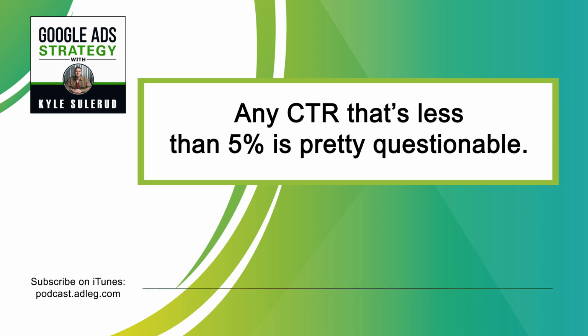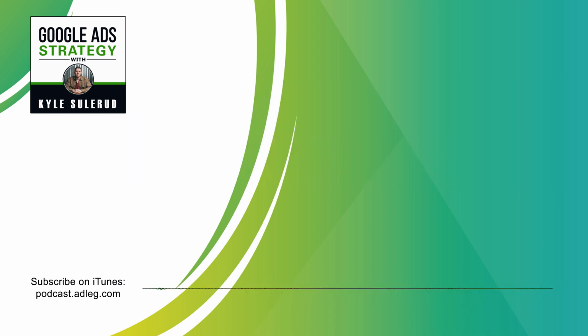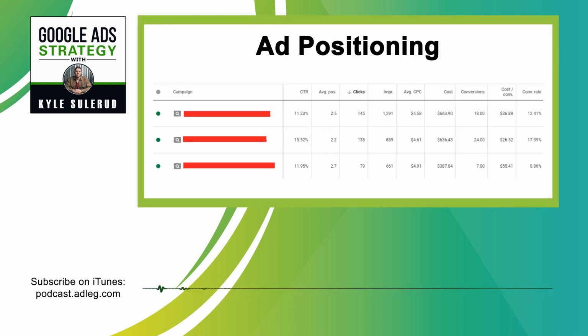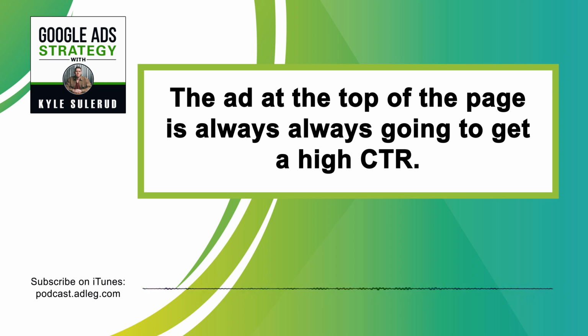Another thing that has a big impact on click-through rate is your ad positioning. Is your ad at the top of the page, or is it lower? Is it usually in the third or fourth position, or is it in the fifth or sixth position at the bottom of the page? This type of stuff is going to have a big impact. So the ad at the very top of the page, all else equal, that is always going to get a higher click-through rate. Okay?